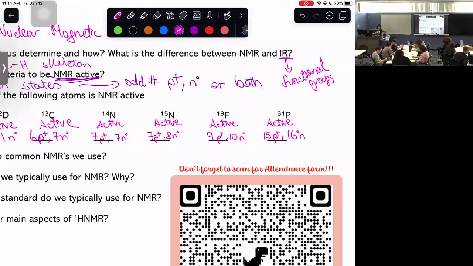Now let's do one more. Let's do carbon 12. That's the normal carbon. Is that active or inactive? Why inactive? Because it's six. It's both, exactly. This one. Inactive. 6 protons and 6 neutrons.